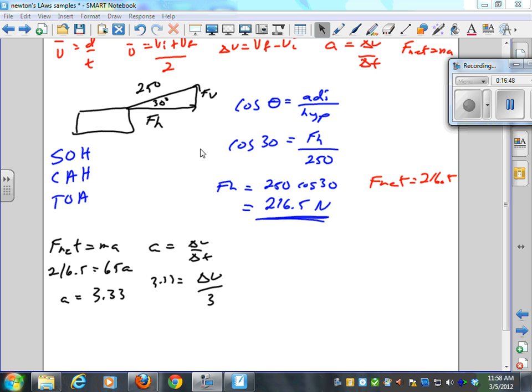No, the time is 3 seconds. So I get a delta V of what? 9.99 meters per second, right? My velocity changes by 9.99.